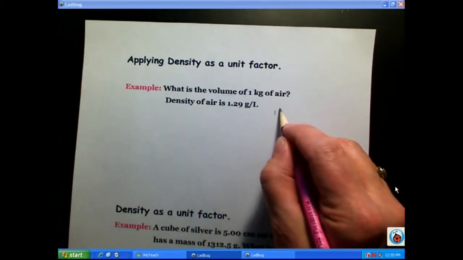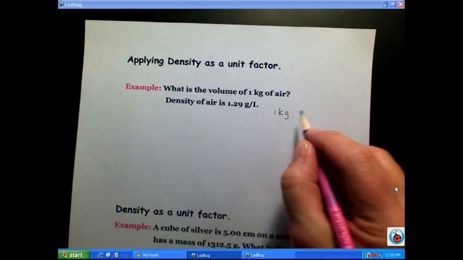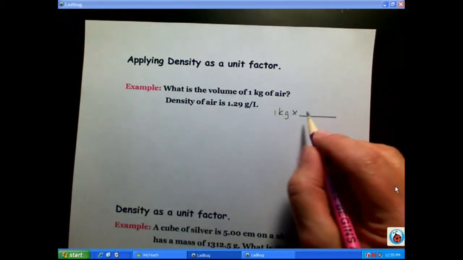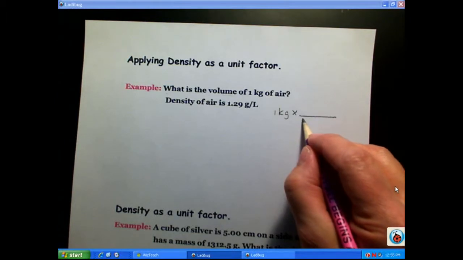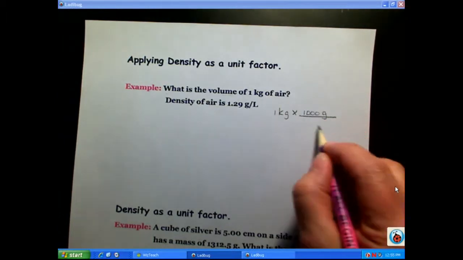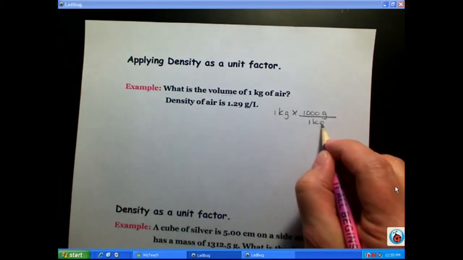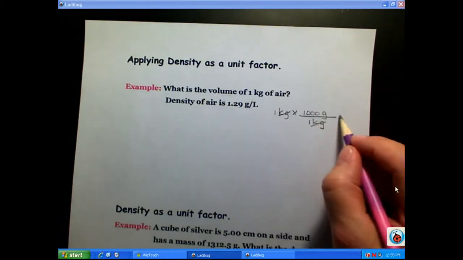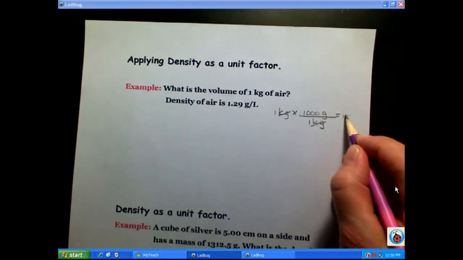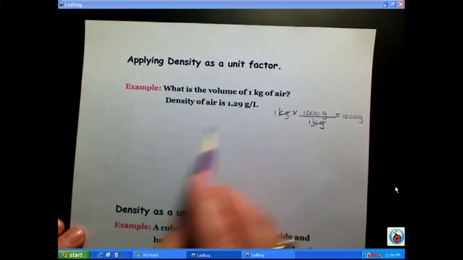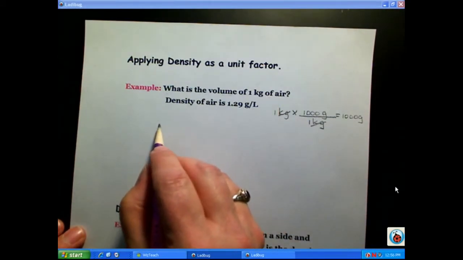We'll do that first, 1 kilogram. And if we multiply that by our unit factor, there are 1,000 grams in 1 kilogram, our units of kilograms cancel out, and we're left with 1,000 grams of air. Now we'll look at our formula for density.